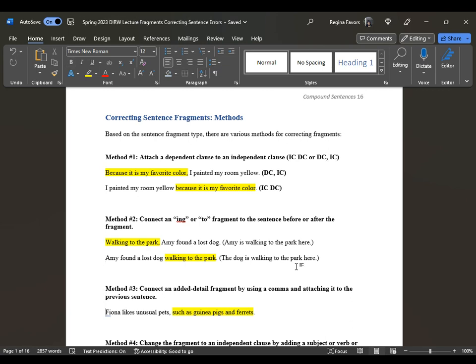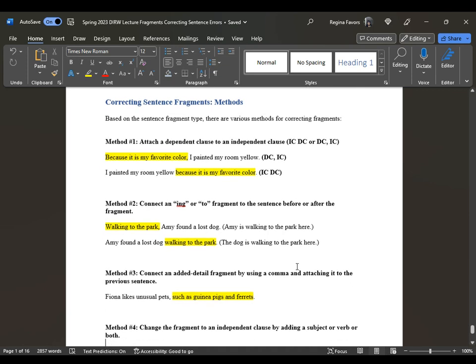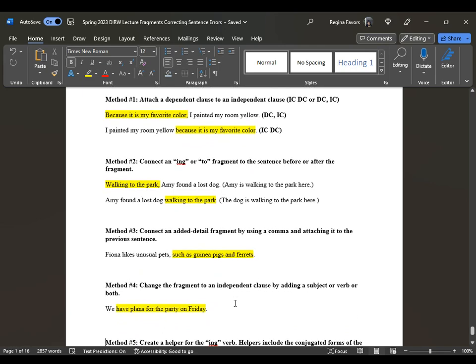Method number three: connect an added detail fragment by using a comma and attaching it to the previous sentence. So what is such as guinea pigs and ferrets? These are what we would call unusual pets. We don't usually have them as pets. So, Fiona likes unusual pets, comma, such as guinea pigs and ferrets.